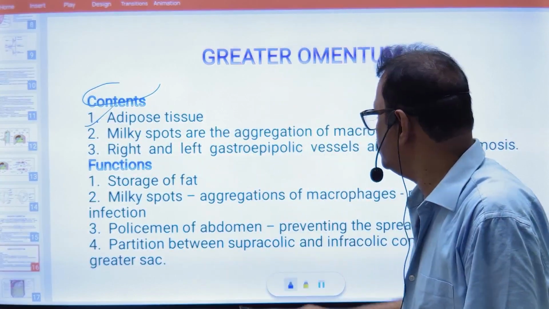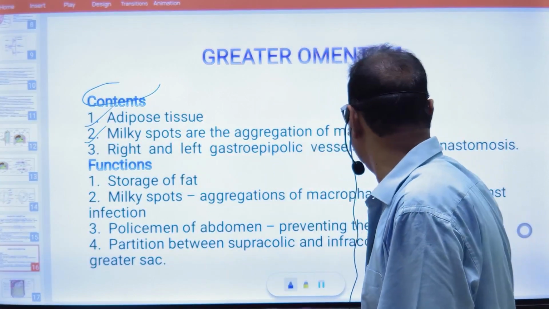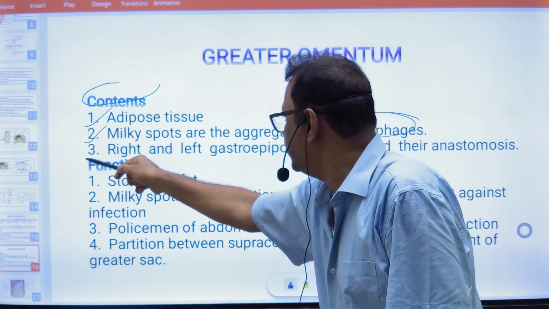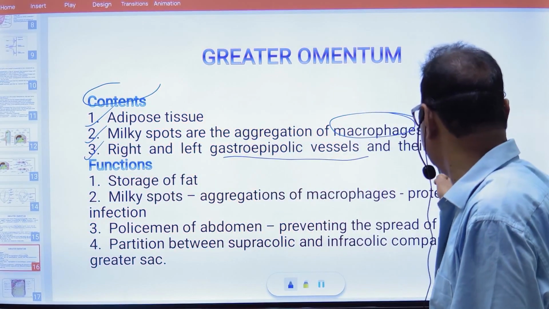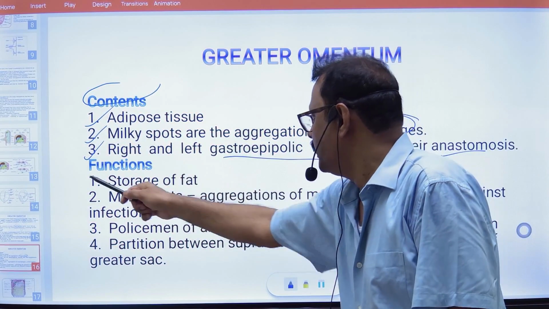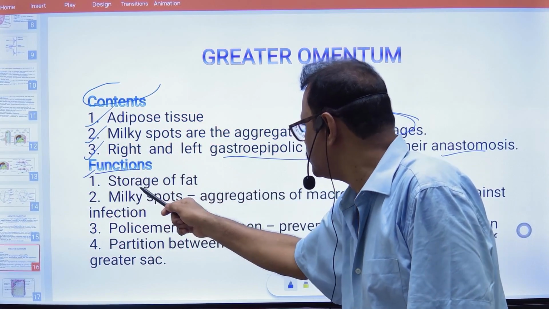Regarding the contents, it contains adipose tissue. It contains the milky spots, which are aggregations of macrophages, and it contains the right and left gastroepiploic vessels and their anastomosis. Regarding its function, it is a storage of fat.